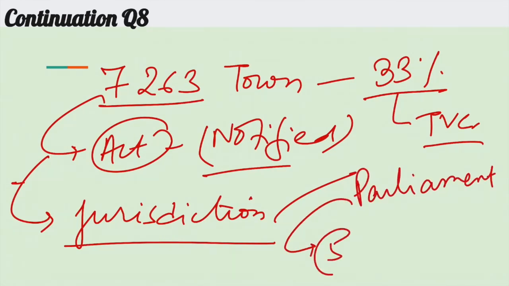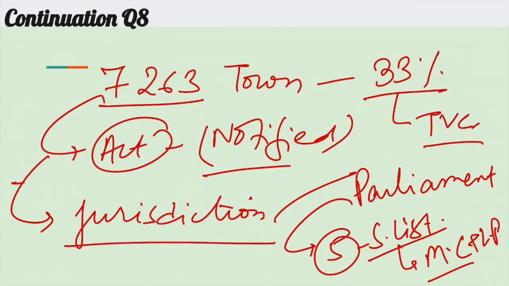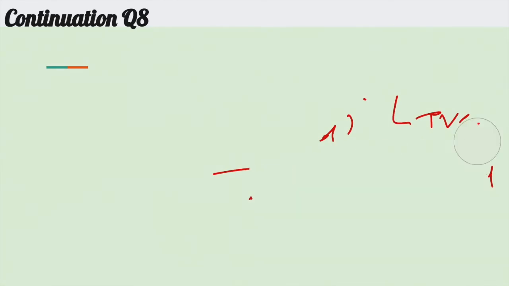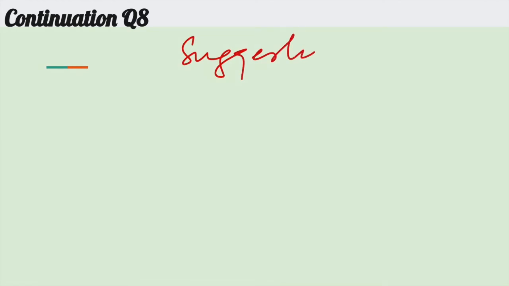For example, there is an argument that how can Parliament enact a law on street vendors when item number 5 of the State List talks about municipal corporations and local panchayats. So basically a state government should make the law, but Parliament is making the law, therefore it is not too effective. So these are the arguments which you can give in your answer.